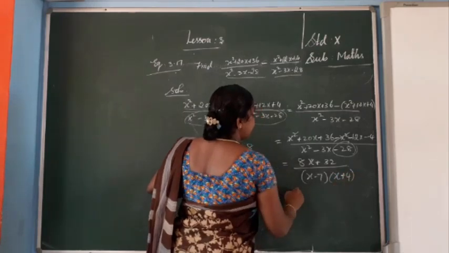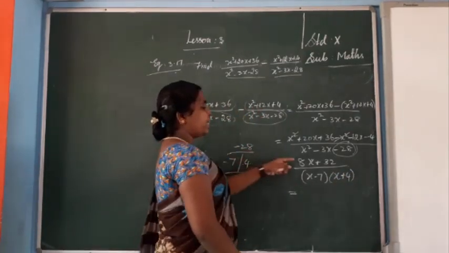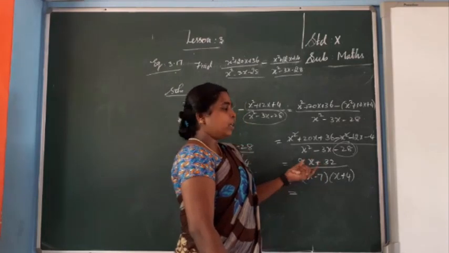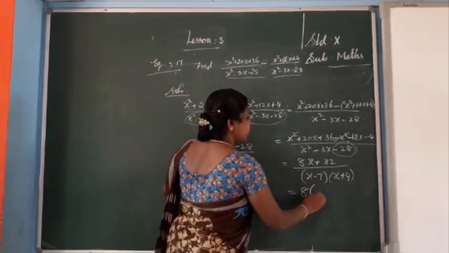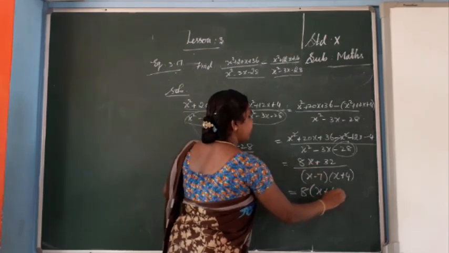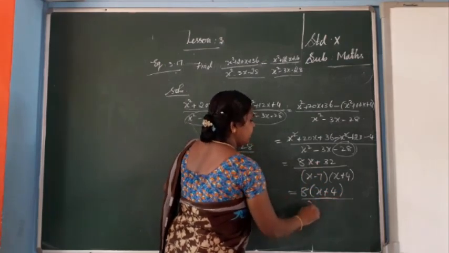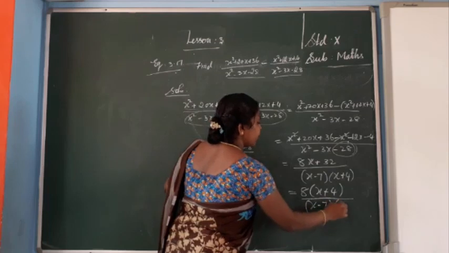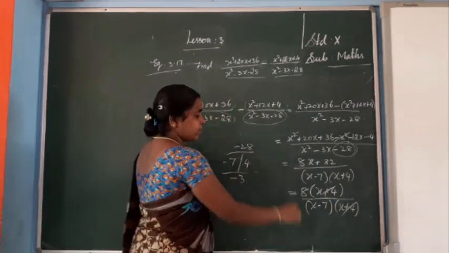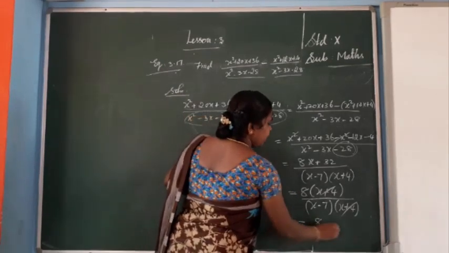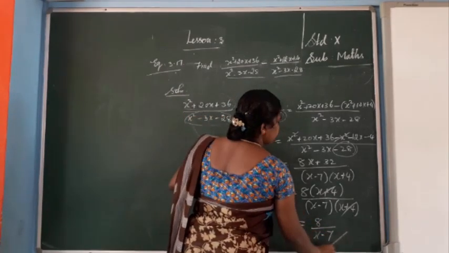So once again you see the numerator. In the numerator, 8 and 32 are there. Both are common multiples of 8. So 8 into x plus 4, 8 fours are 32, divided by x minus 7 into x plus 4. Okay. x plus 4 cancels. What is remaining there? 8 by x minus 7. Okay, this is the answer.